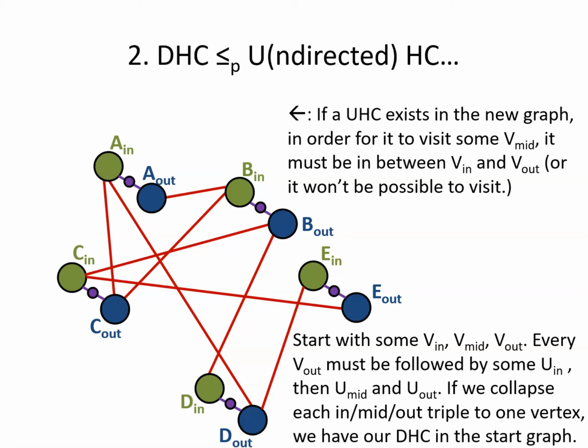We can continue this reasoning to see that in the process of creating this undirected Hamiltonian cycle, we must have visited all three vertices corresponding to each of the original vertices in our directed Hamiltonian cycle instance. And thus, we can just keep the edges in between some out node and some in node and use those to reconstruct a cycle in the original directed graph.